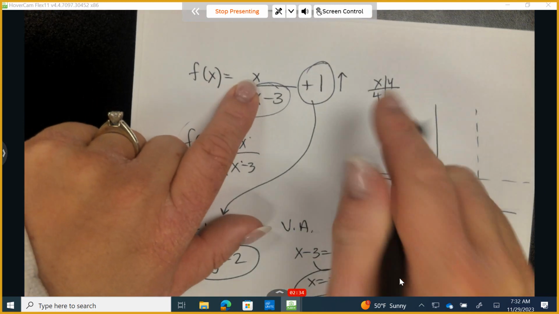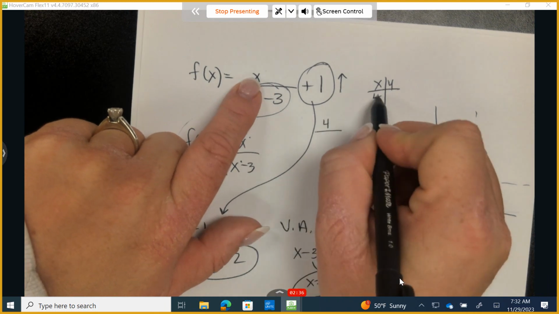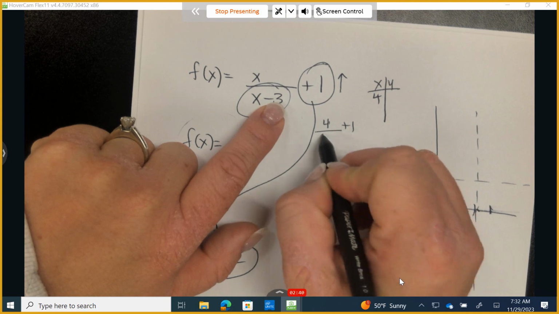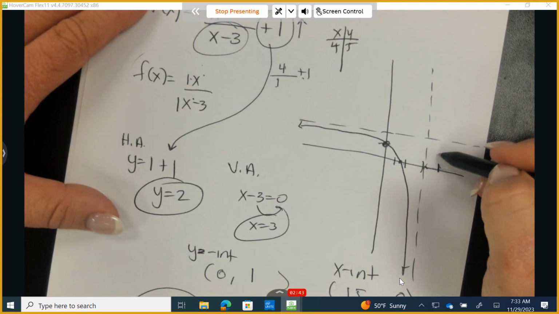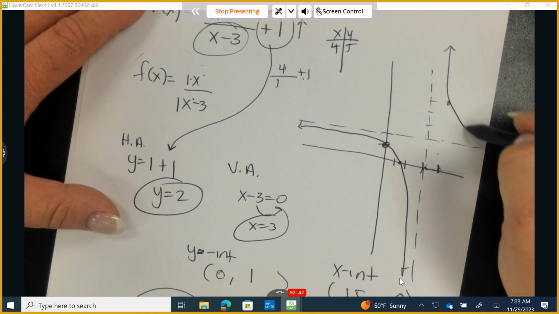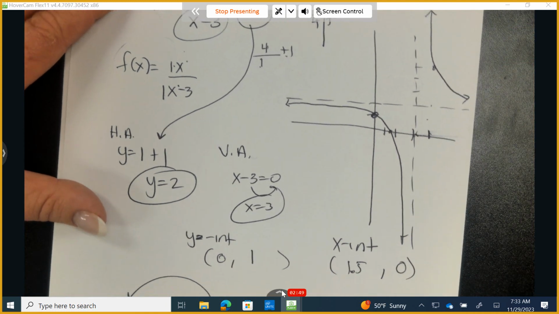So I'm coming back over here, and I'm just going to do scratch work. I'm substituting 4. 4 minus 3 is 1. 4 divided by 1 is 4. 4 plus 1 is 5. I'm going to go over 4 and up 5. 1, 2, 3, 4, 5. That's enough work for me to show that you know exactly where it should be.